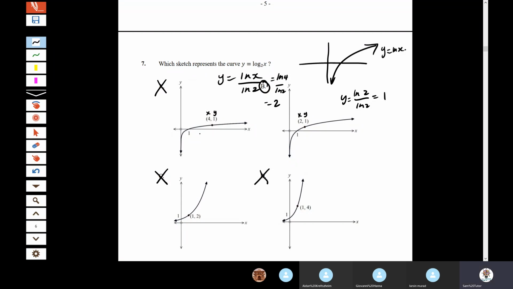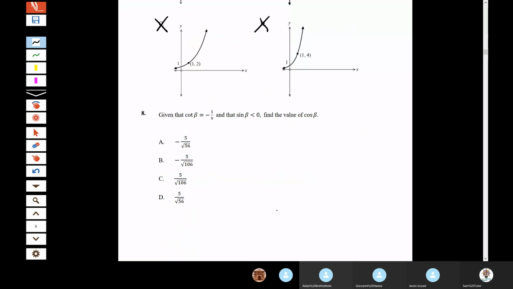Otherwise, these two graphs pretty much look the same, don't they? They all cut at 1. They're all approaching this way. So pretty much exactly the same graph. The only difference is when x is 2, y is 1. Here, when x is 2, y would give you 2, not 1. So it won't work. Not the right graph. Okay, nice and easy. Any questions there? Do we remember that the log curve looks like this? Hopefully, and the exponential curves look like this.